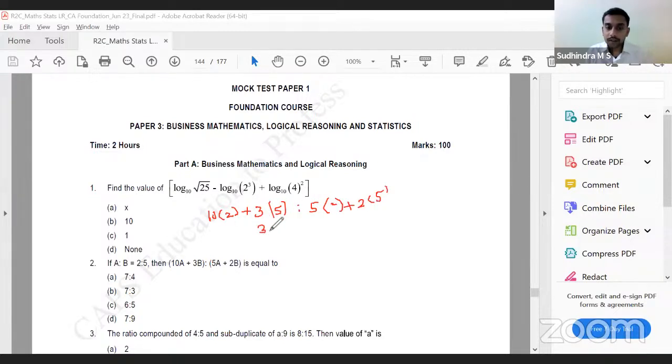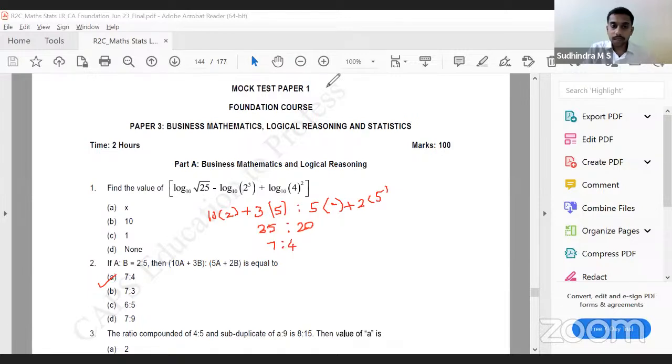20 plus 15, 35, is to 10 plus 10, 20. 5 sevens are 35, 5 fours are 20, so 7:4. That is question number 2. Next question.